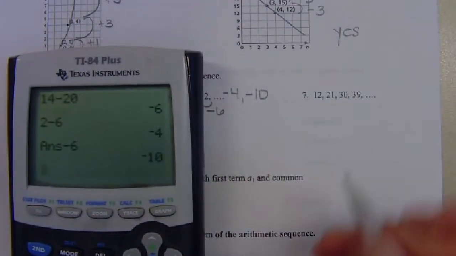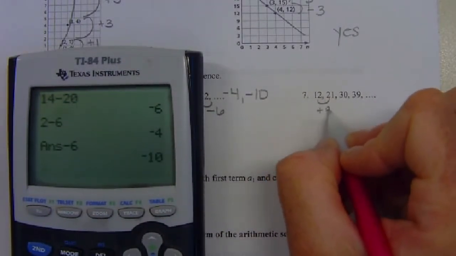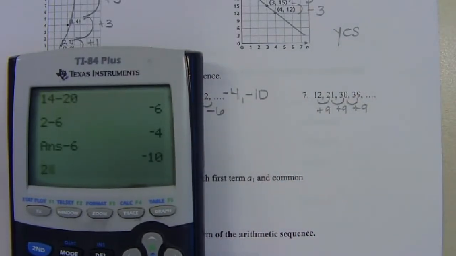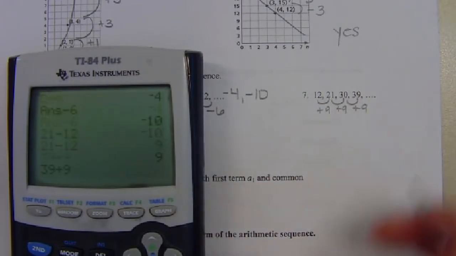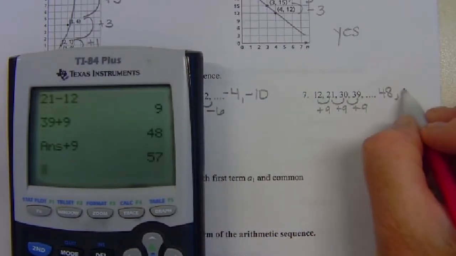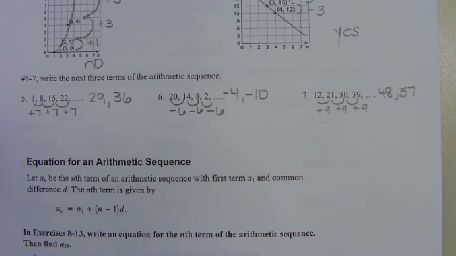For my last example, you can see that you are going from one to the other by adding 9. If you cannot see that, you just take your second term, 21, and subtract your first term, 12. And then all I do is continue the pattern. So I add 39 and 9 and get 48. And then add 9 onto that and I get 57. So I found the next two terms. You could find the next 3 or 5 or 8 or as many as you wanted by following that same pattern.